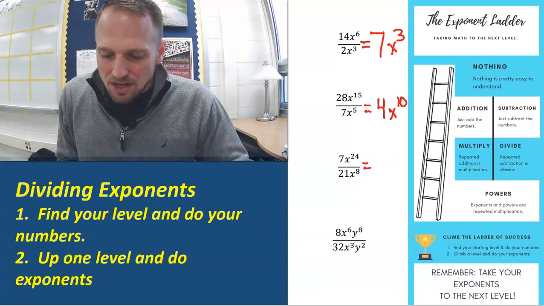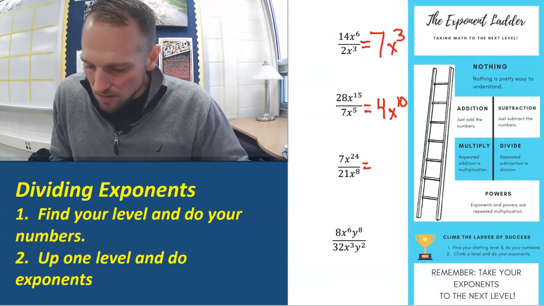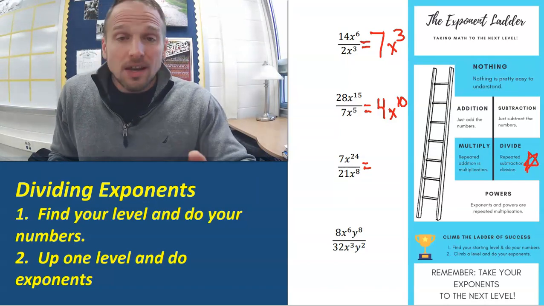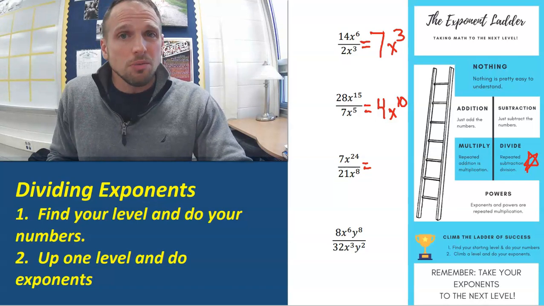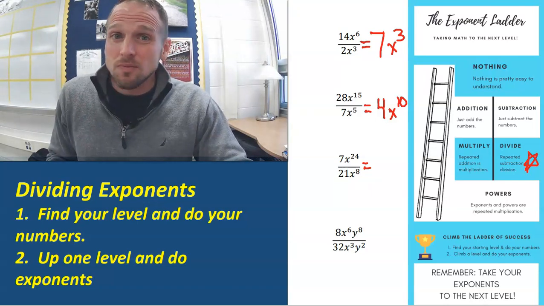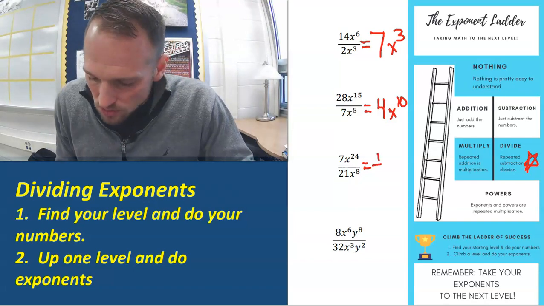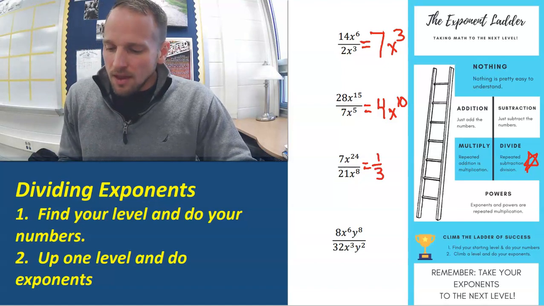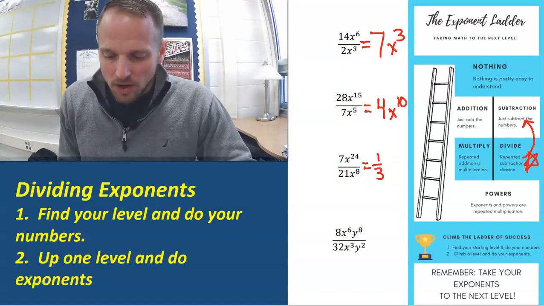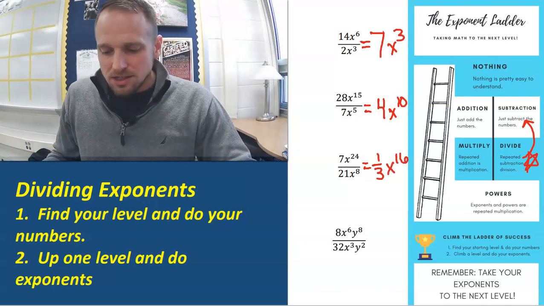Next one, 7x to the 24th divided by 21x to the 8th. First step, find the level, divide. We have to divide these numbers. Now, 7 over 21, be careful, don't tell me it's 3. Smaller numbers on top, that means it's got to be a fraction. 7 over 21 is going to just reduce to 1 over 3. So this is going to be 1/3. And then climb a level and subtract the exponents. 24 minus 8, this is going to be x to the 16th.